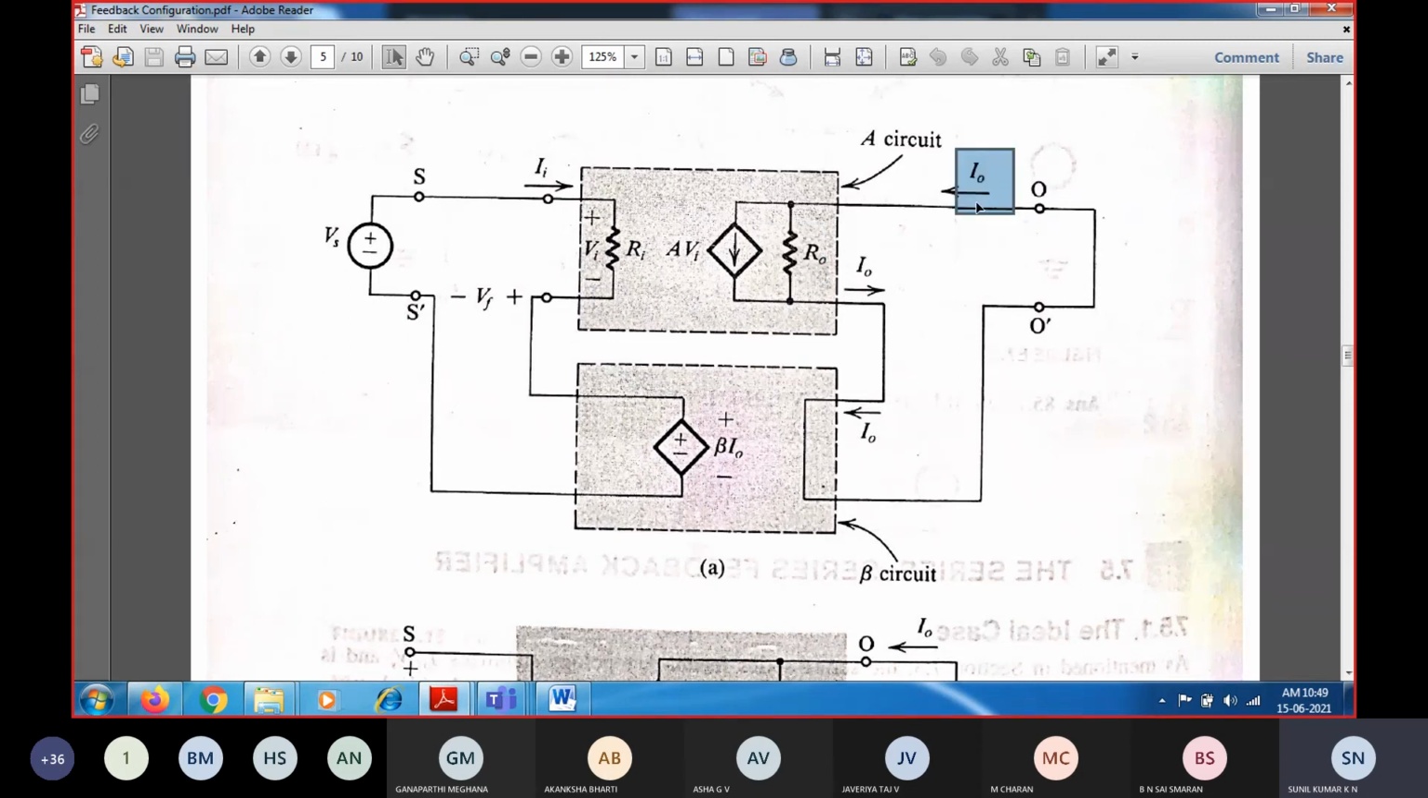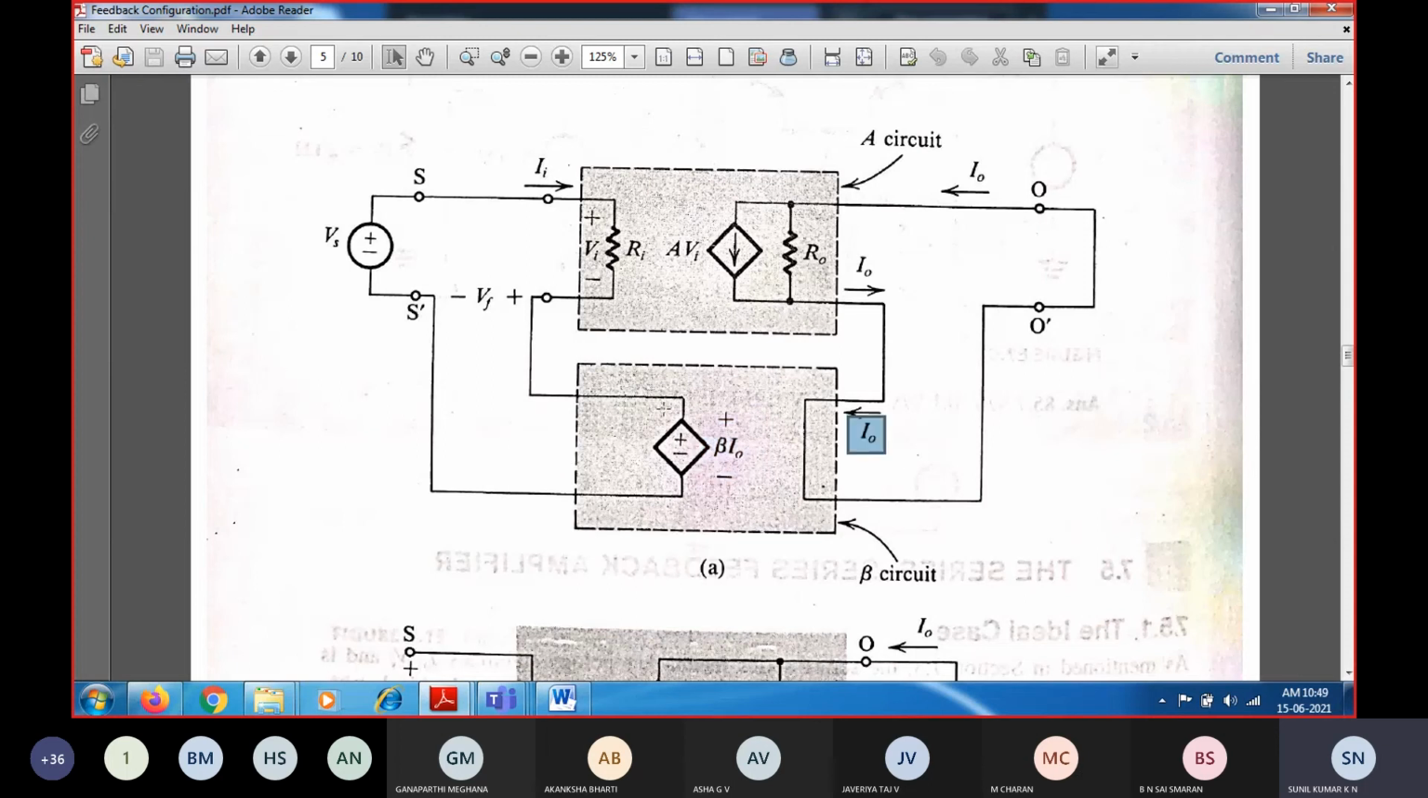For the output current, we have a feedback network. The feedback network has a current sample as its input. How do we sample the current? We do it in series. So the sampling is connected in series, and this acts as the input to the feedback network. The output will be beta times I naught. That is the feedback loop. Here the output we get is a voltage, the feedback voltage.